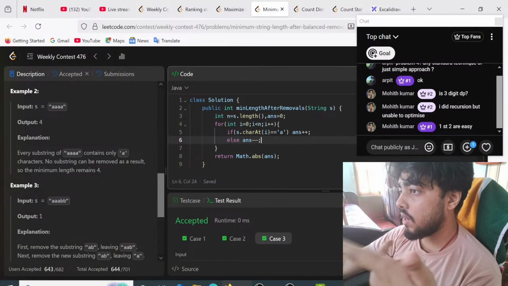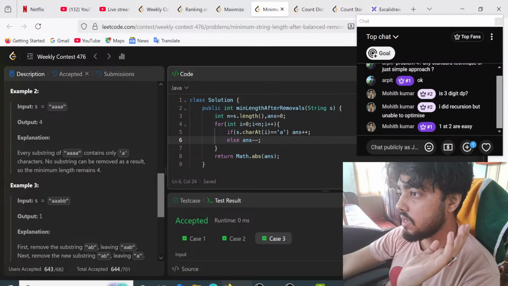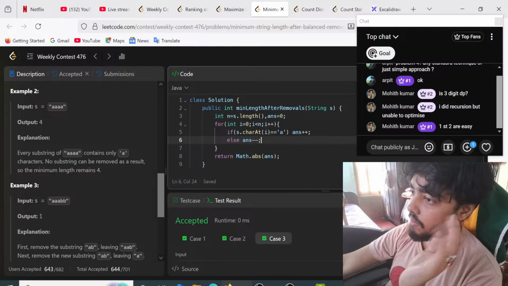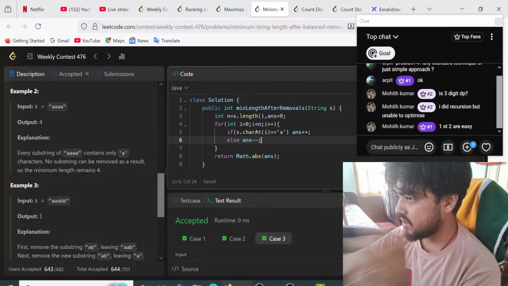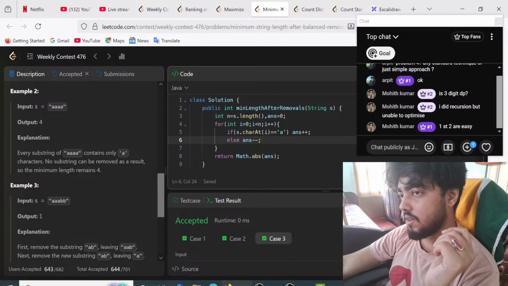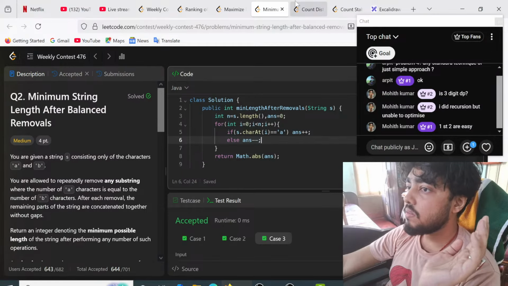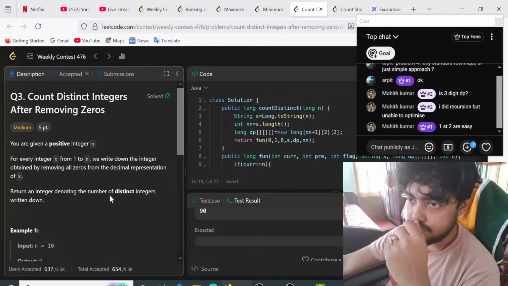So simply, no matter whatever you do, it's the absolute value of the number of B's minus the number of A's. For simpler calculation, you can take an answer, and if there's an A, do answer plus plus, and for a B, answer minus minus, and then return Math.abs of answer. This is also a very simple question. Let's move on to the third question.